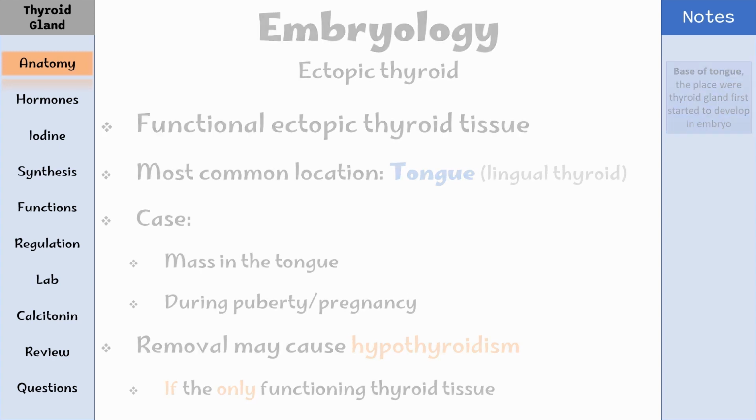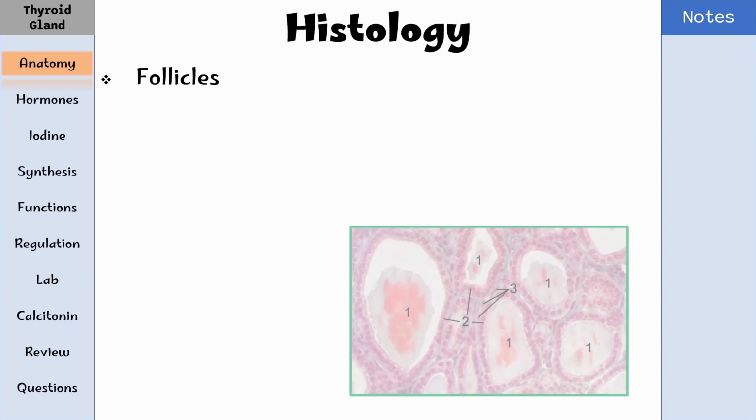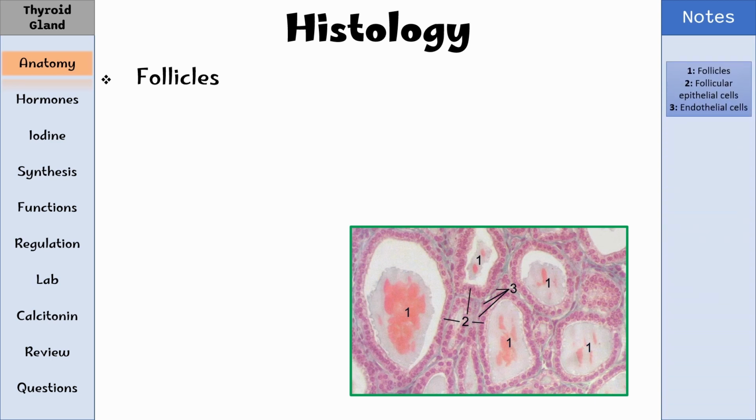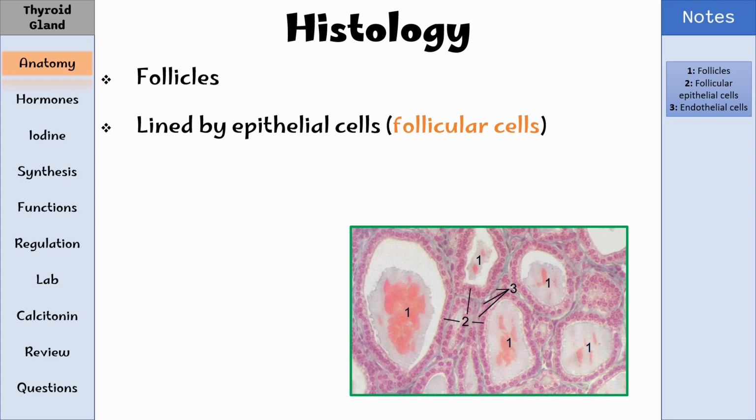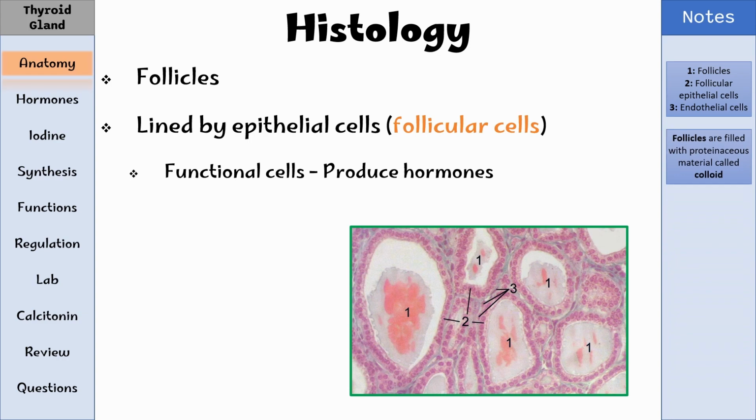Under the microscope, the thyroid tissue appears as follicles. You can see them in the picture. They are circular structures lined by epithelial cells called follicular cells. These are the cells that will produce the thyroid hormone. The follicles are filled with a proteinaceous material called colloid.